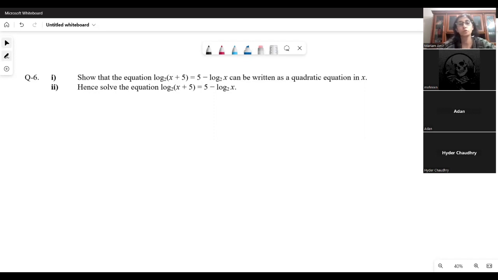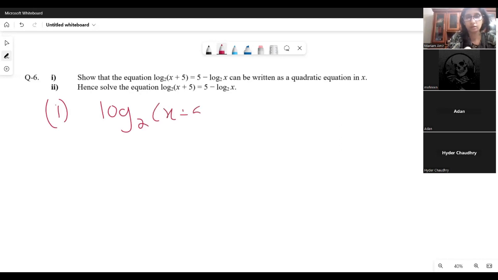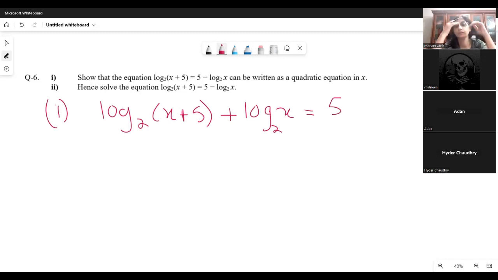Okay. So, Mary, what do you think the first step should be? We take log x to the power 2 to the left hand side. Okay, so I'm going to do that here. Plus log base 2 of x. Both these are log terms with variables in it, so it's only smart to move them both to the same side.